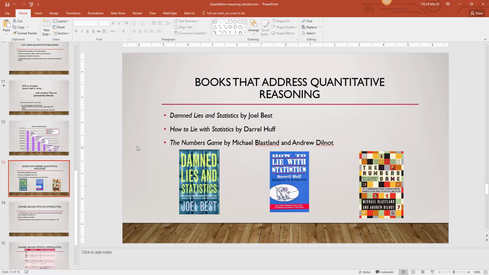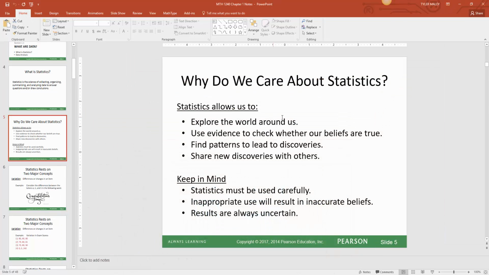I have all 3 of these books and I've read them. They're good. Like How to Lie with Statistics, that was written in 1954, I believe, somewhere around there. You can probably pick up a copy for less than $1. You'll probably pay much more for shipping than you will for the actual book, but it's a nice read if you're interested.